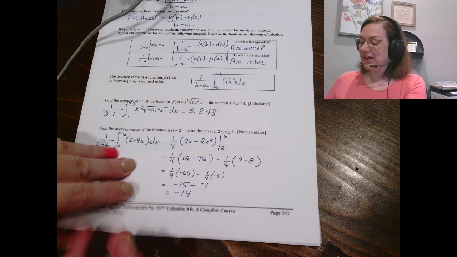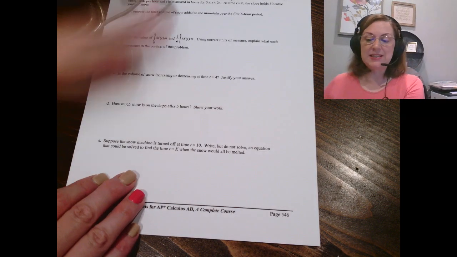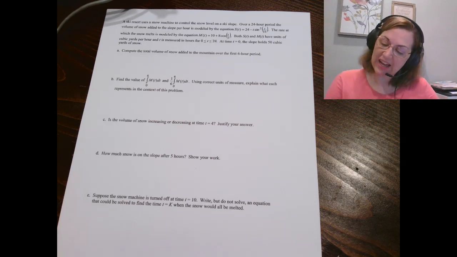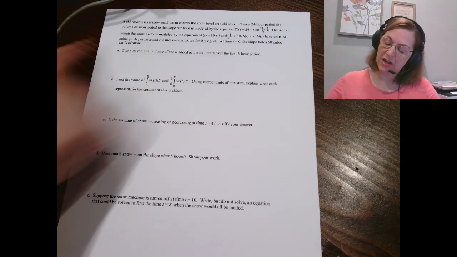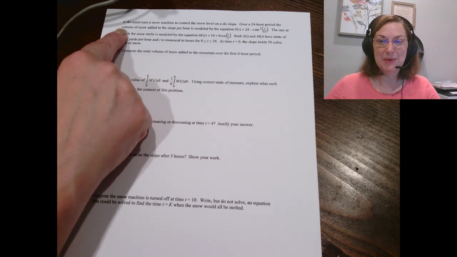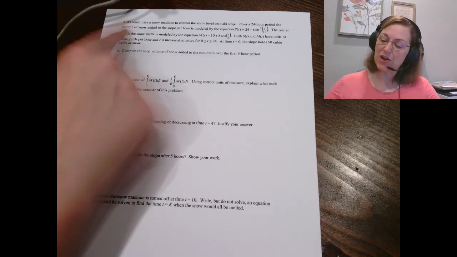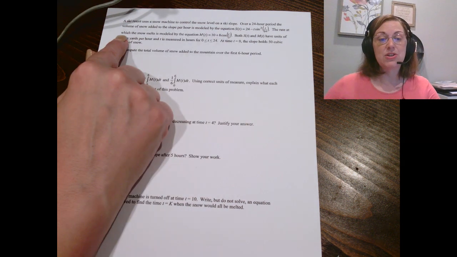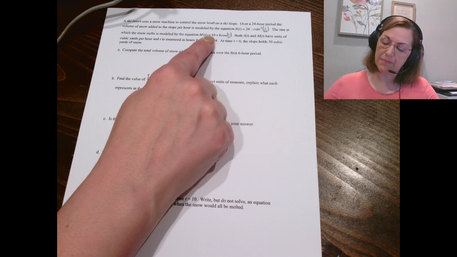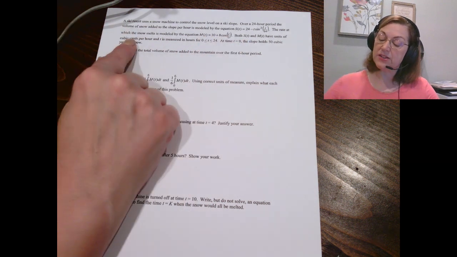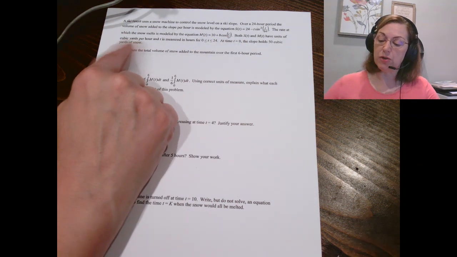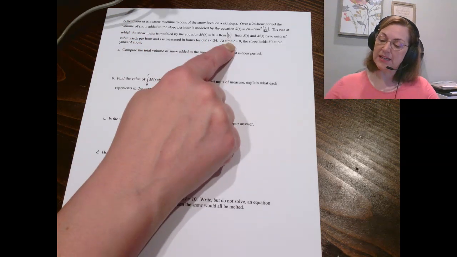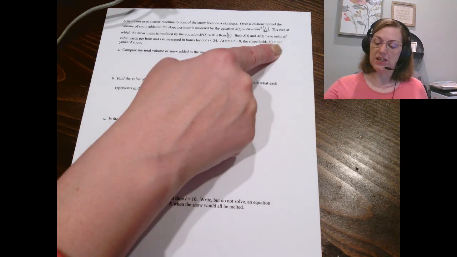Okay, let's take a look at a word problem, which is probably the way we see it happen most in the AP exam. So we've got a ski resort using a snow machine over a 24-hour period. The volume of snow added to the slope per hour is given by this function. The rate at which the snow melts is given by this function. Both S and M have units of cubic yards per hour measured in the hour from 0 to 24. At time t equals 0, the slope holds 50 cubic yards of snow.